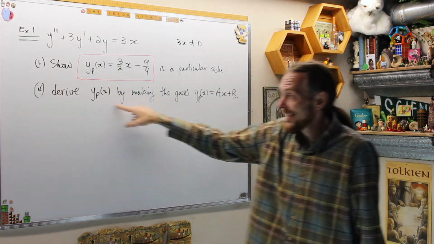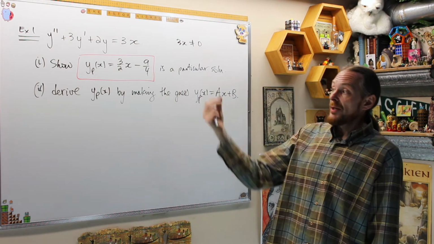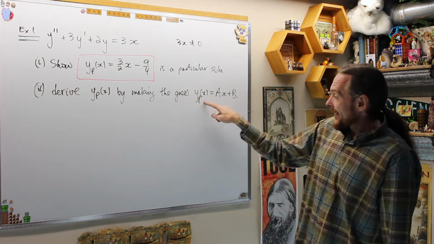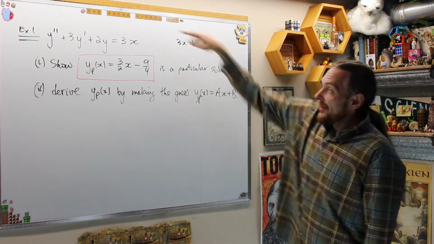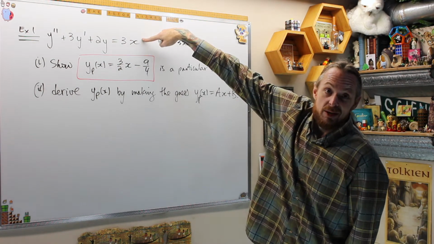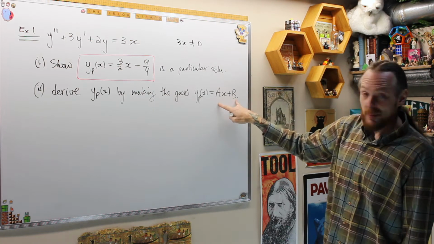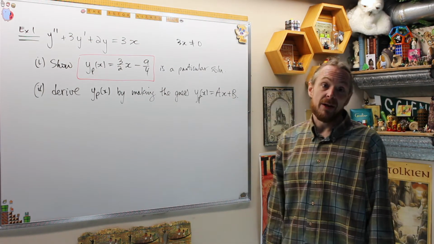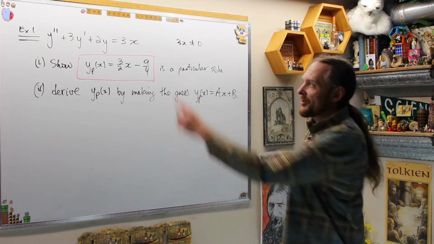So what we're going to do instead, in part 2, is derive this function by making a guess that this is a degree 1 polynomial. So we're going to make our guess a degree 1 polynomial with all the terms, and then we're going to differentiate, and that will become the method of undetermined coefficients. Baby steps, we'll just do a polynomial.